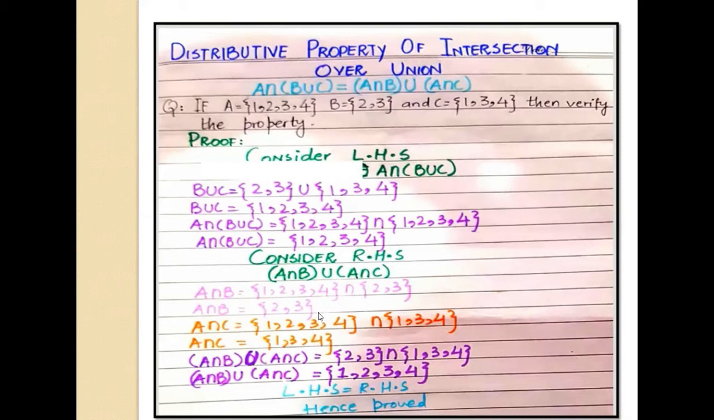Now the final step of right hand side, A intersection B union A intersection C. A intersection B means the answer that we have solved above, 2, 3, union A intersection C, 1, 3, 4. So the union of these two sets will be written in ascending order. We will write 1, 2, 3, 4. This is the last property, distributive property of intersection over union.